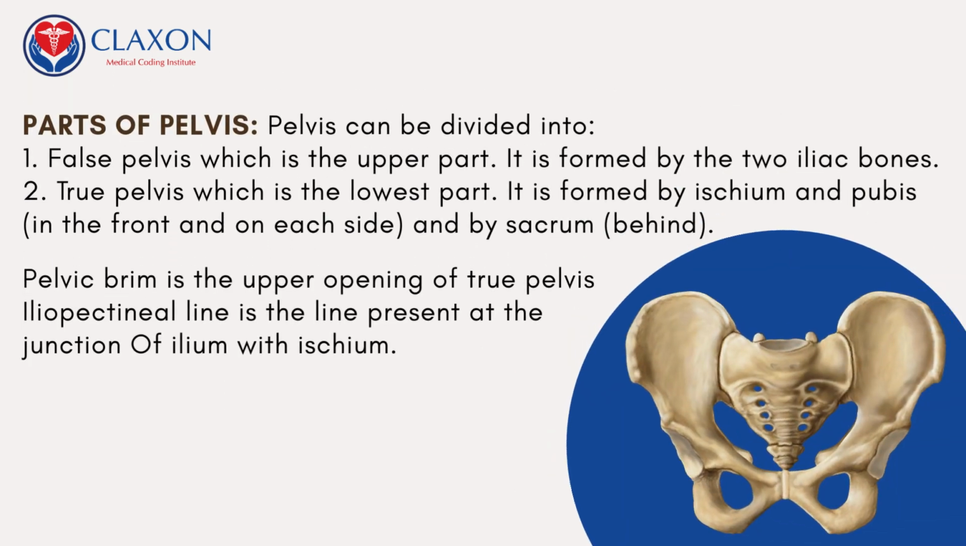Parts of pelvis. Pelvis can be divided into 1. False pelvis, which is the upper part. It is formed by the 2 iliac bones. 2. True pelvis, which is the lowest part. It is formed by ischium and pubis, in the front and on each side, and by sacrum, behind. Pelvic brim is the upper opening of true pelvis. Iliopectineal line is the line present at the junction of ilium with ischium.